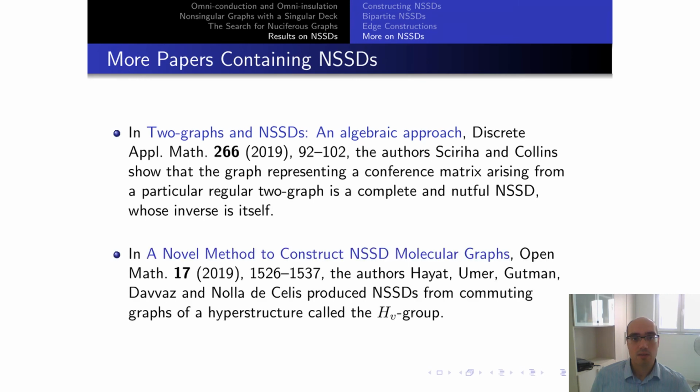There are other papers that contain NSSDs. These are 2 of them. The first one notes that certain conference matrices arising from regular 2-graphs happen to be complete and not full NSSDs whose inverse is themselves. And in the very recent paper, outlined in the second part of the slide, we have another way of producing molecular NSSDs from the commuting graphs of hyperstructures called HP groups.